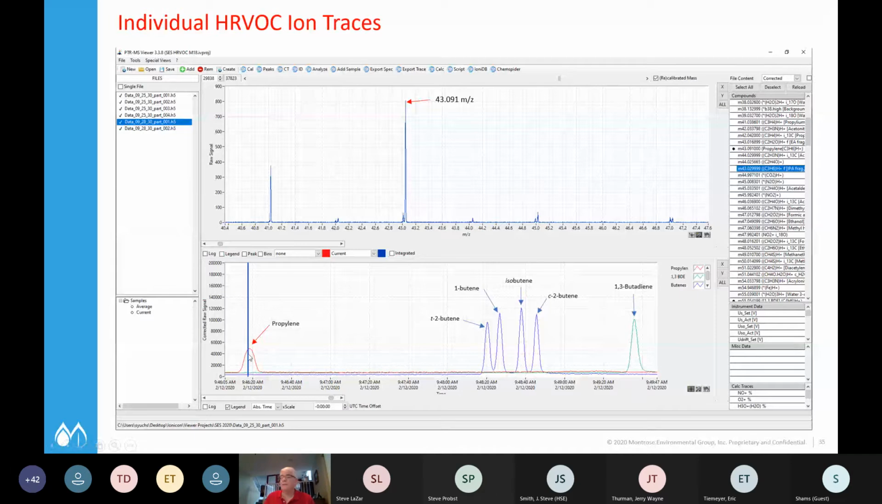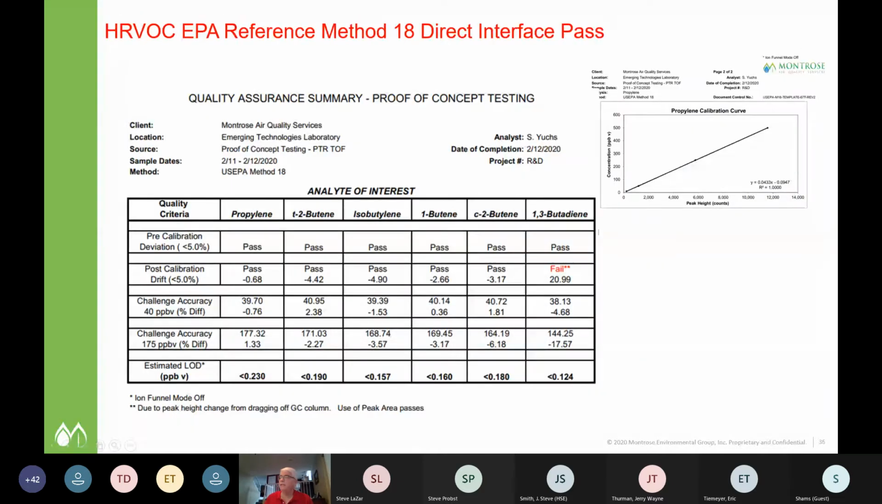And this is actually what it looks like. This is a little bit blown up. So you actually come up with a PTR trace that is identical to the FID trace that you get in a normal system. So you have your trans, your 1, your isobutylene, and cis 2-butene, all separated out and quantified individually. So that's great, we can do that. So maybe we can use this for a method 18 type calibration and testing.